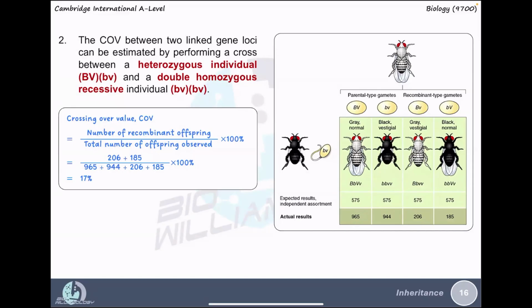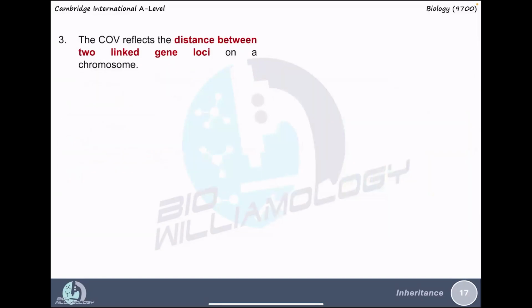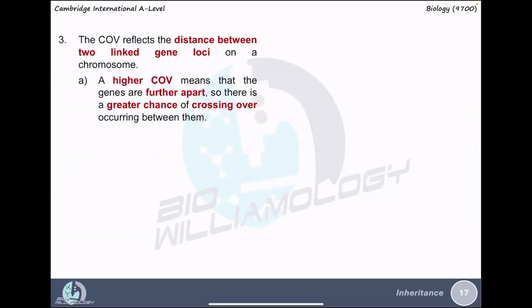So what is the function of the crossing over value? The crossing over value actually reflects the distance between two linked gene loci on a chromosome. So a higher crossing over value indicates that these two genes are further apart. When they are further apart, there is a greater chance of crossing over occurring between them.